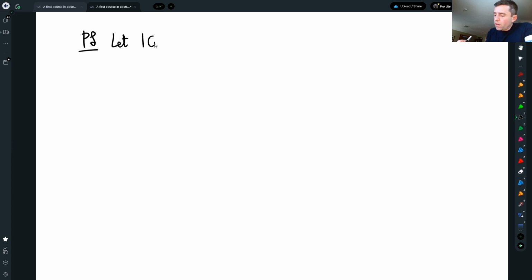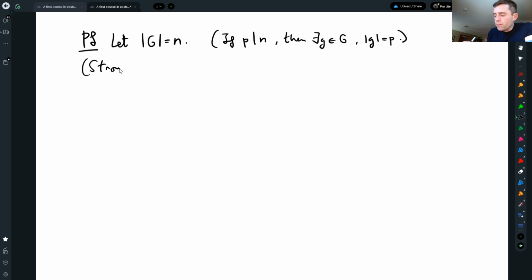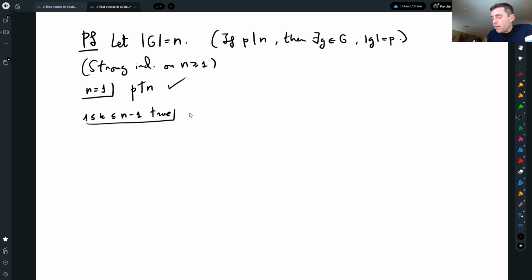Let G be a group of order n. Remember, we're trying to prove that if P divides n, then there is some element in G with order exactly P. So we're going to use a strong induction on n, and we can start with the base case of n equals 1. The case of n equals 1 is trivially true, because there are no primes dividing n, so the condition is satisfied. Now let's assume that the theorem is true up to n minus 1, and the group is of order n, and we want to prove it for n.